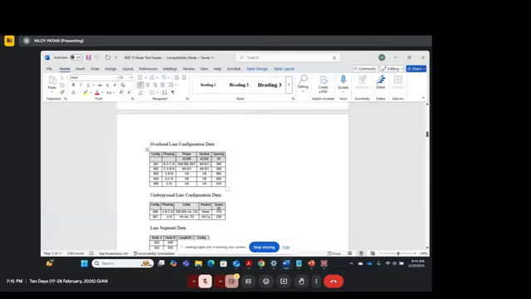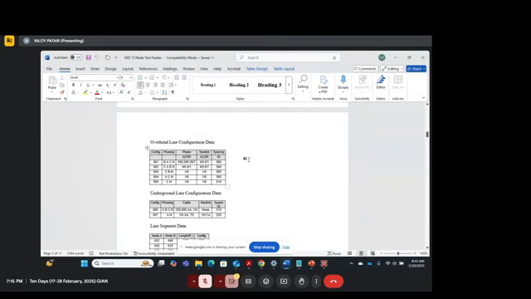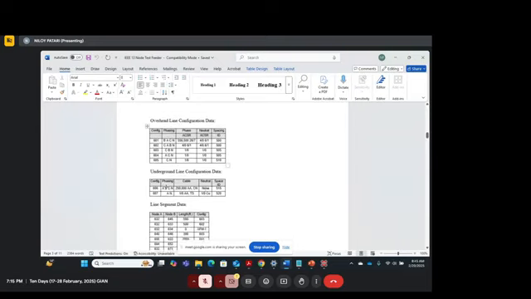And then the neutral is a different ACSR conductor. The ACSR conductor names that you see differ with respect to what the GMR value is, right? Geometric mean radius, and what is the diameter of the conductor, and all the specifications you can find online. So these are different overhead line conductor configurations. Then you have underground line configurations.